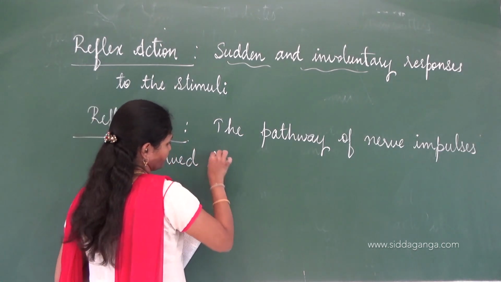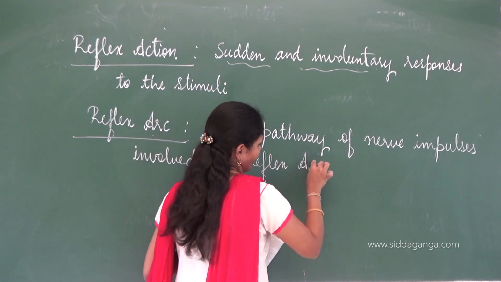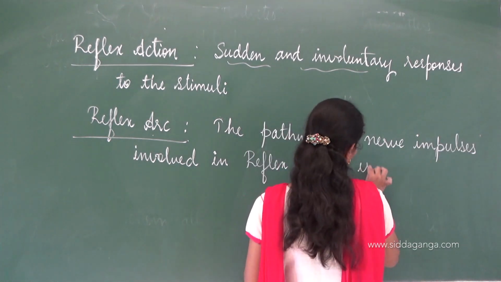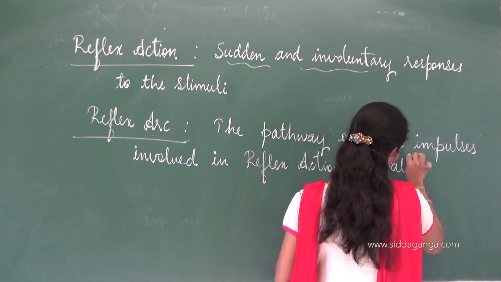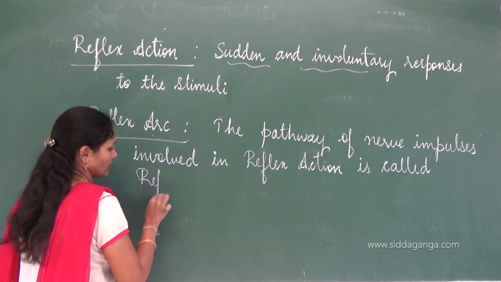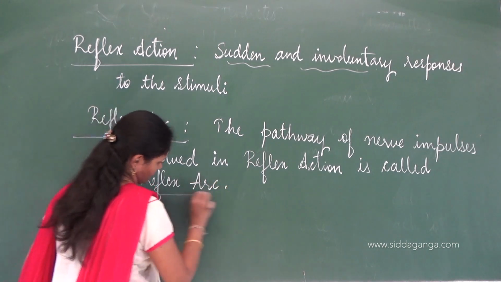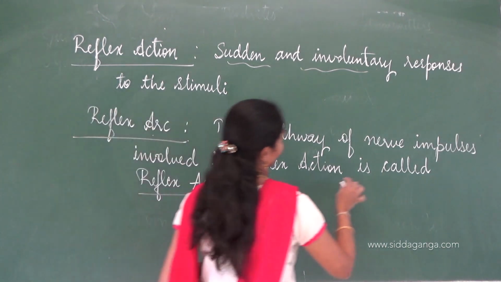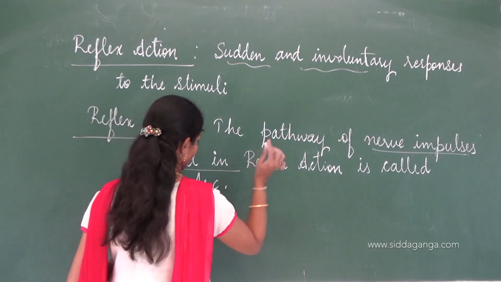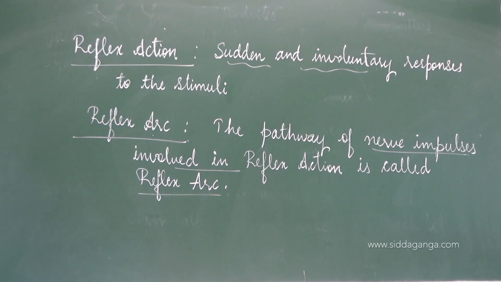The pathway involved in reflex action is called the reflex arc. It is the pathway of nerve impulses. What is the pathway the nerve impulses travel? This is what we study in the reflex arc.